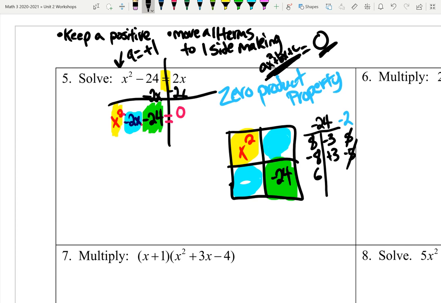Well, let me try 6 and 4, because I know 6 minus 4 is 2. So I'm going to go ahead and put 6 and negative 4. That would make 2, which is not what I want, but close. So it's going to be negative 6 and 4 is negative 2. This is essentially the process of unlocking the puzzle.